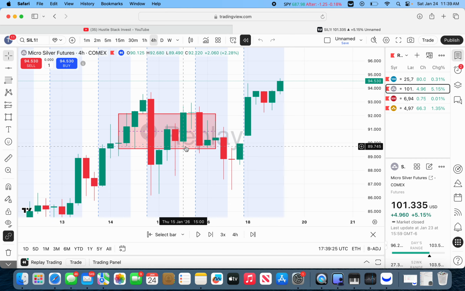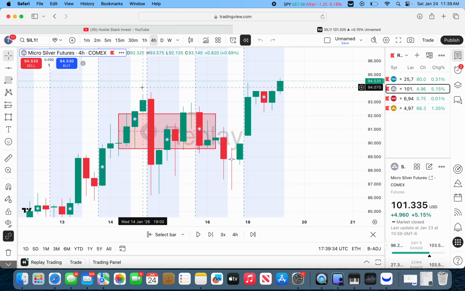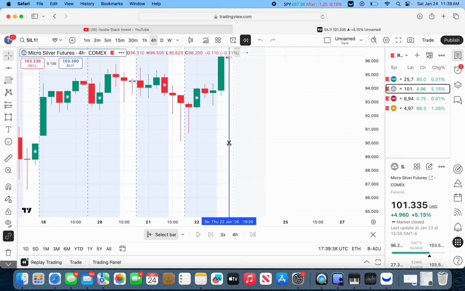But as price played out, we see that price closed into it. Price closed within that fair value gap, and then it caused a reversal to the upside. And as you can see, it was a reversal all the way through.